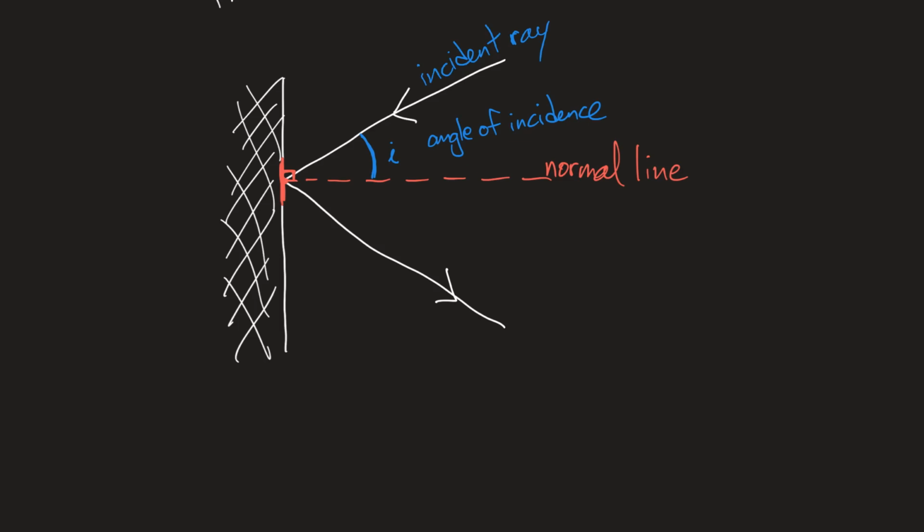So the law of reflection states that this angle of incidence should equal the angle of reflection. And here, this angle here, R, is the angle of reflection. And of course, you can guess what this ray is called. The ray that comes off of the mirror after the light hit it is called the reflected ray.